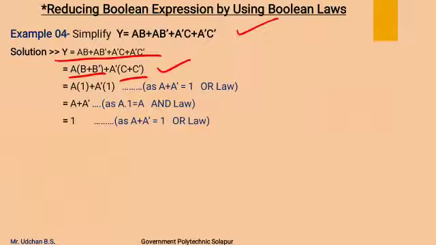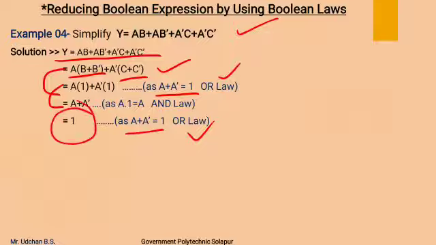As we know, a plus a bar gives you 1 as per OR law. This equation will get reduced to a into 1 plus a bar into 1, that is a plus a bar. Again, a plus a bar gives you 1 as per OR law, so y will become 1. This is how we can simplify the equation.